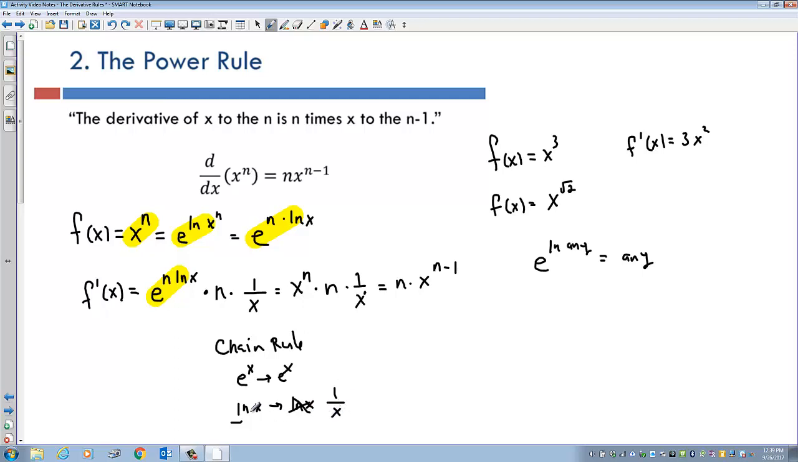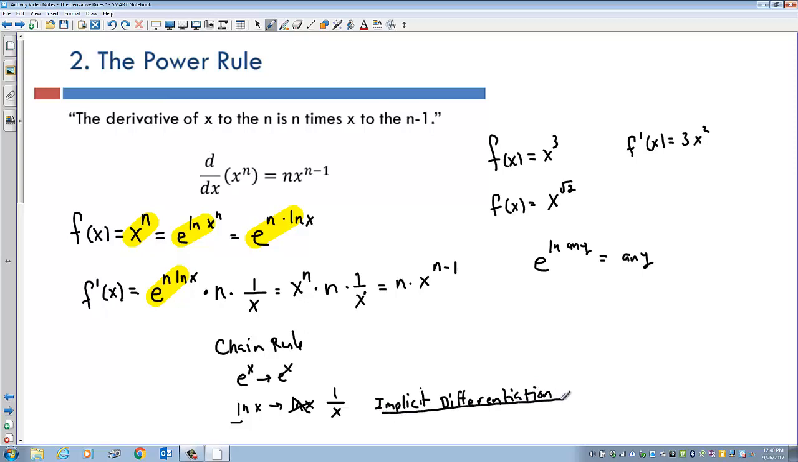So to show why the derivative of ln of x is 1 over x, we'll need something called implicit differentiation. Right, and we'll have to wait a little bit on this one. It's the first lesson on the next exam, basically. Differentiation.